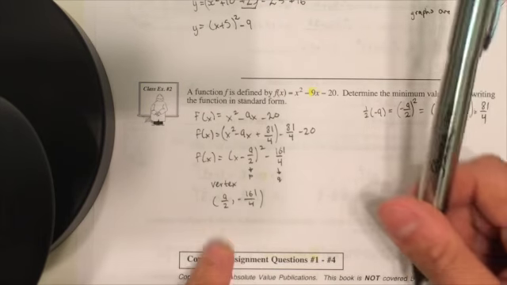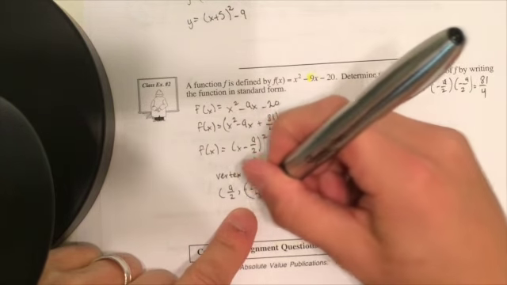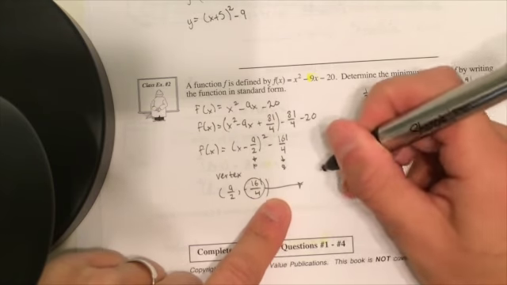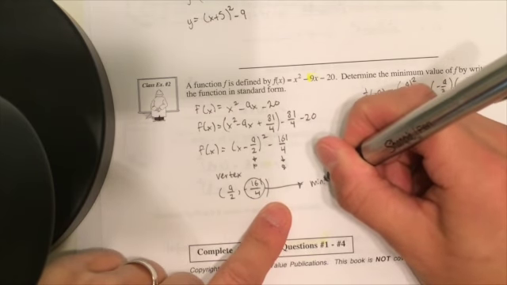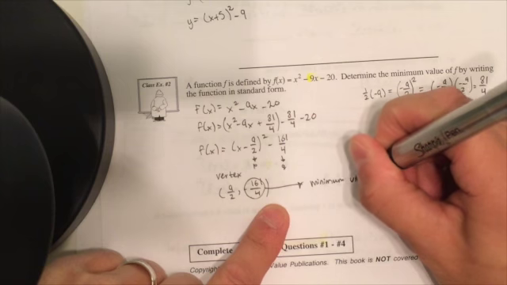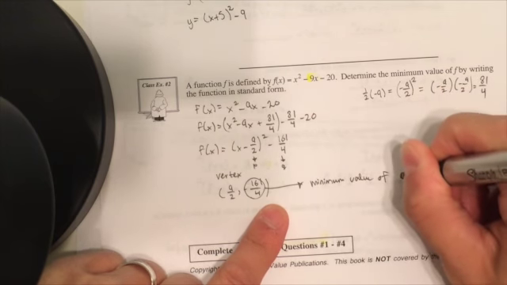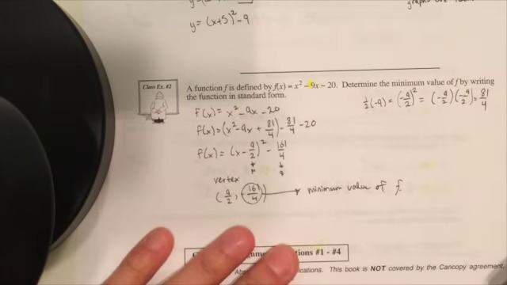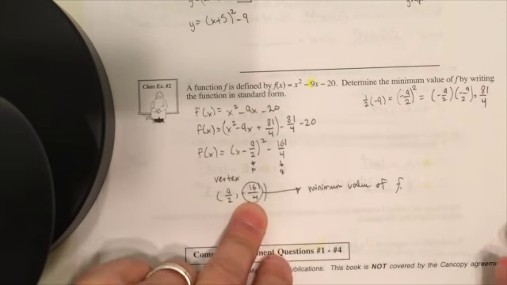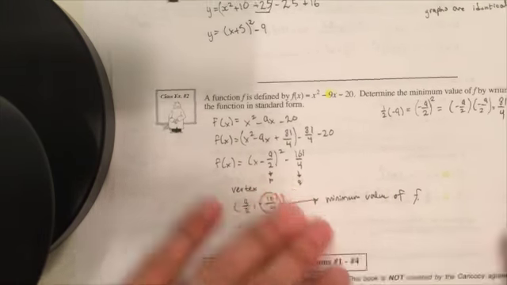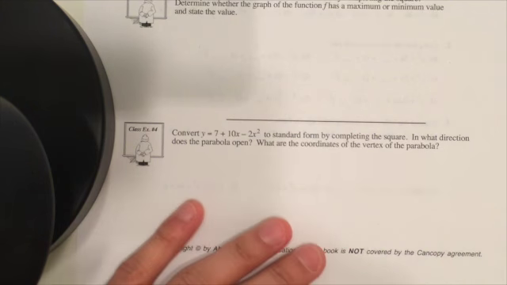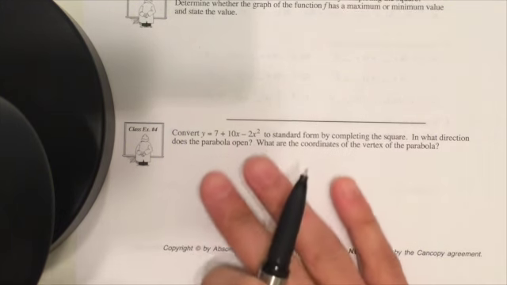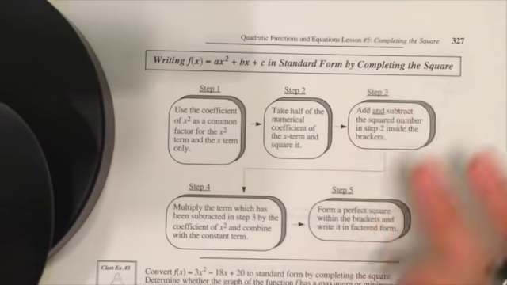And so this also has to be our minimum value of f. This is our minimum value of f: negative 161 over 4.